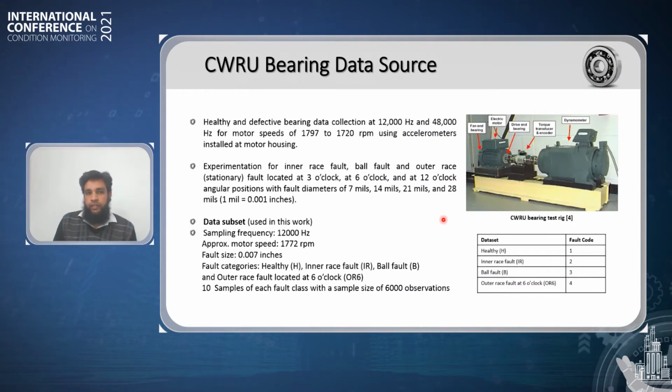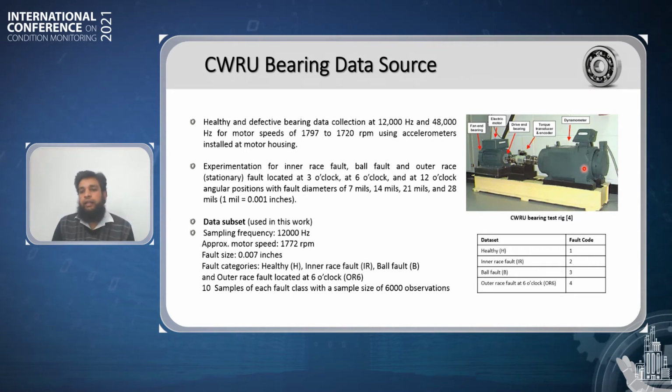CWRU bearing data source. CWRU stands for Case Western Reserve University. This university has a bearing data source where healthy and defective bearing data is collected at sampling rate of 12 kHz and 48 kHz for motor speeds varying from 1797 to 1720 RPM using accelerometers installed at motor housing. The test setup is shown in this figure. It has a motor at the left end, a dynamometer at the right end, and a torque transducer and encoder in between. Accelerometers are mounted at fan and bearing and the drive and bearing.